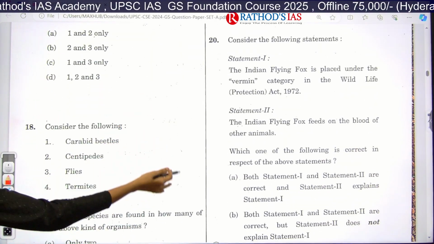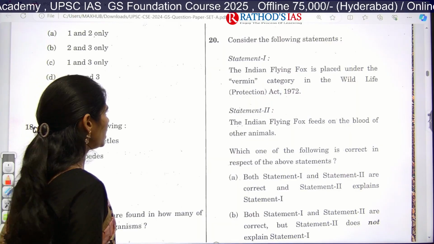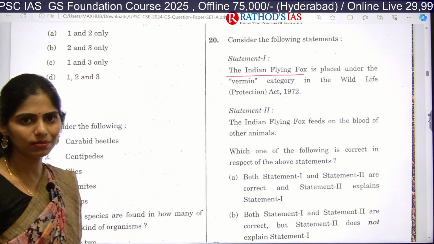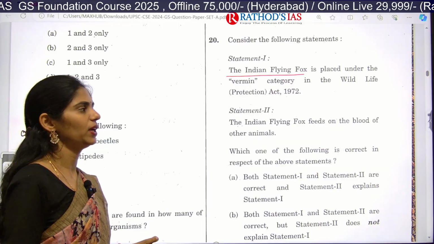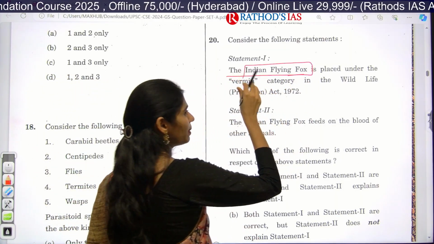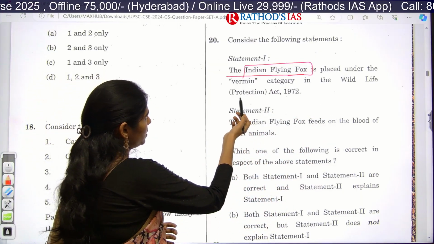And next one is consider the following statements. They gave a statement-type question, so let us see that. The first statement is the Indian flying fox is placed under the vermin category in the Wildlife Protection Act. First you have to know what this Indian flying fox is. It is nothing but a bat species. So this is the first statement.